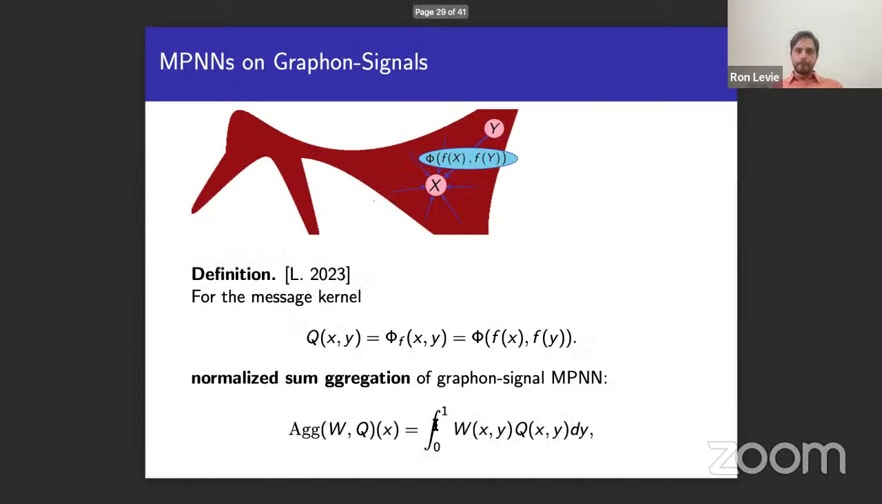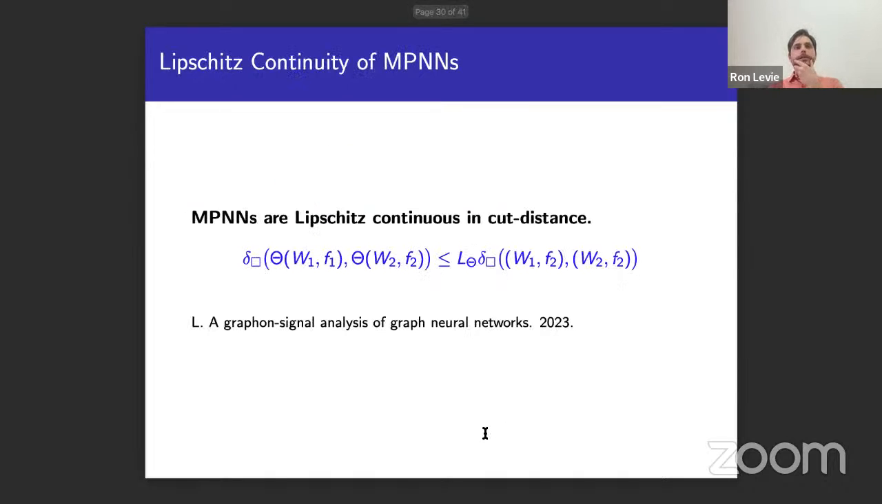So standard message passing is a special case of message passing on graphons. So anything we prove for message passing on graphons is going to be immediately true also for graphs. Okay, so then I was able to prove that message passing networks are Lipschitz continuous in cut distance.